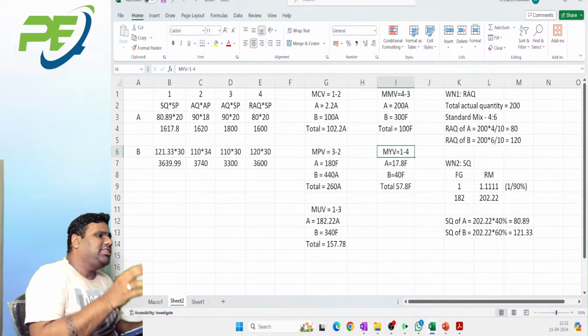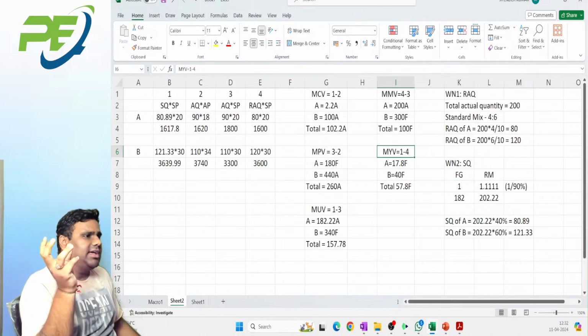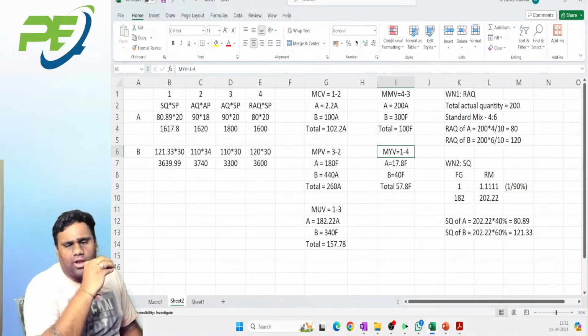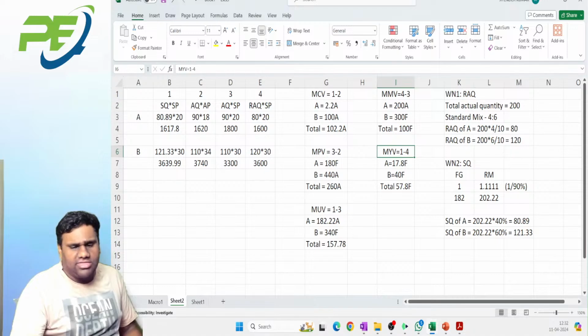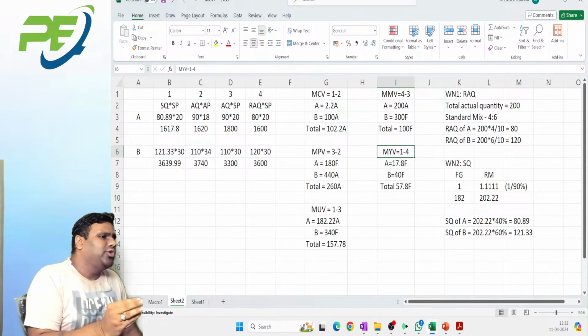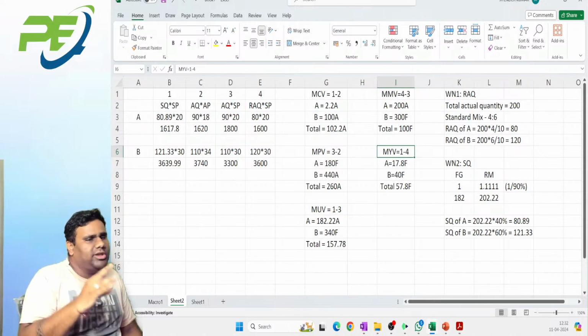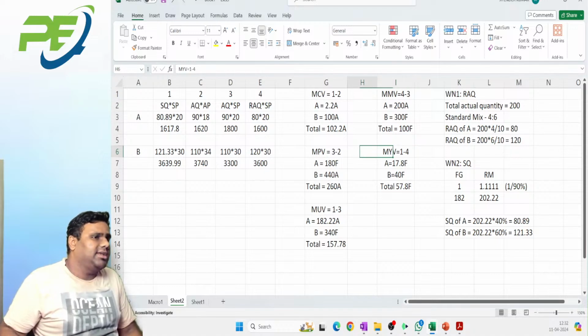So usage is because of two things, mix and yield. Yield means you have used either lesser material or more material. Now yield is favorable. It means you have used lesser quantity of raw material. You have worked more effectively.